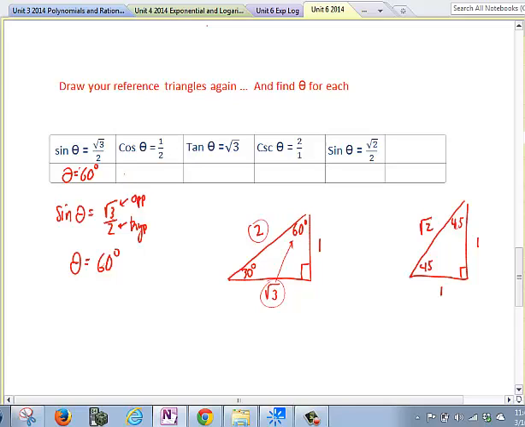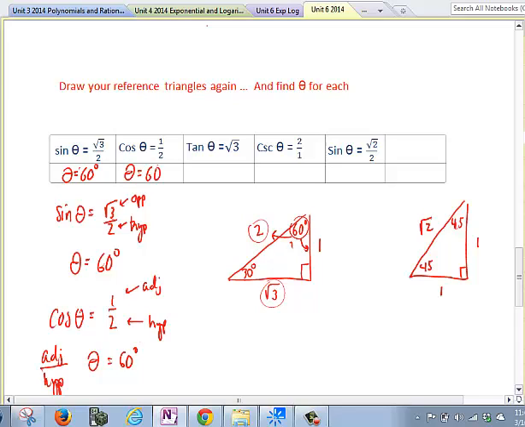The cosine of theta is equal to 1/2. So if you write down the cosine of theta is equal to 1/2, cosine deals with adjacent over hypotenuse, just from SOHCAHTOA. So the adjacent would be 1, and the hypotenuse would be 2. So when you look at your triangle, if 60 degrees is the angle, adjacent would be the one side, and 2 would be the hypotenuse. So theta, in this case, must be 60. So theta would equal 60 degrees.